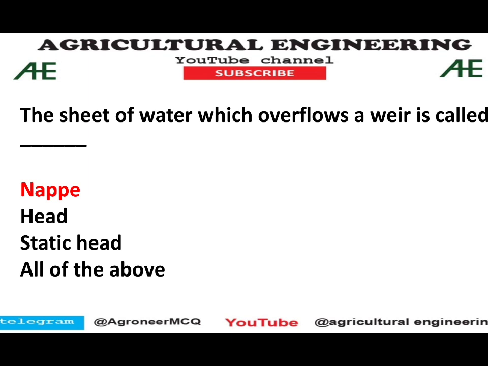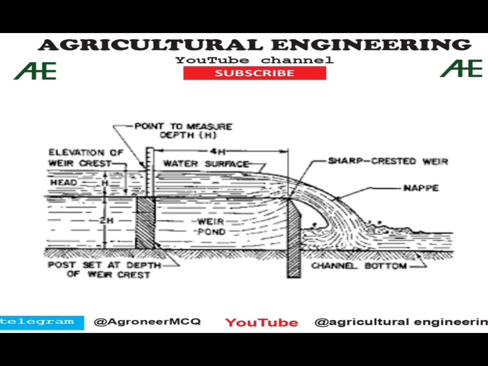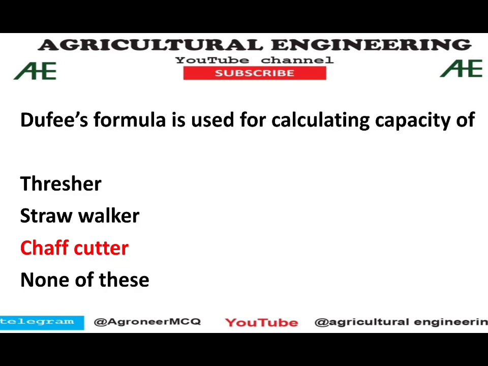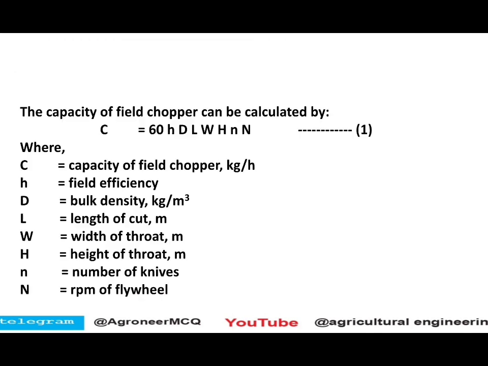The sheet of water which overflows a weir is called nappe. From this figure we can see the nappe. Duffy's formula is used for calculating capacity of chaff cutter.